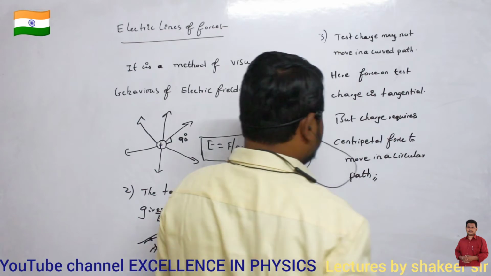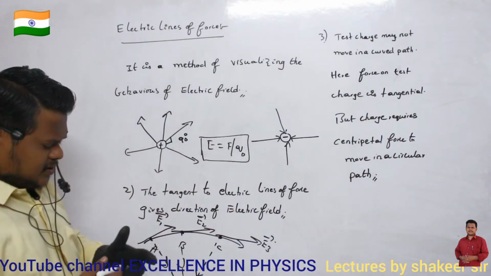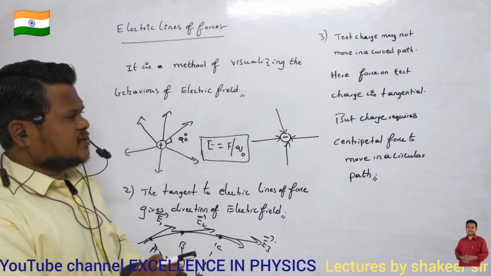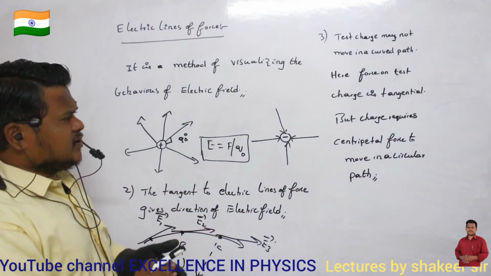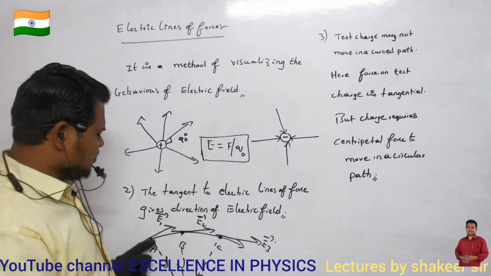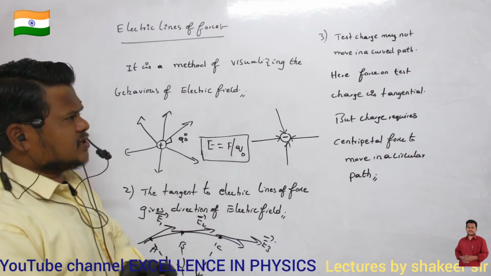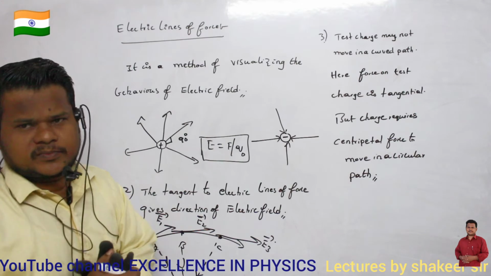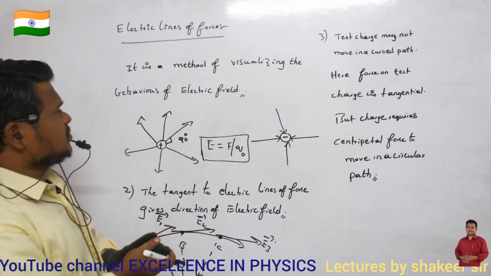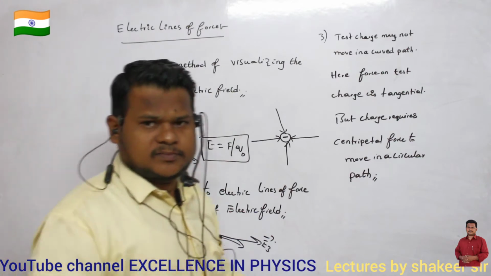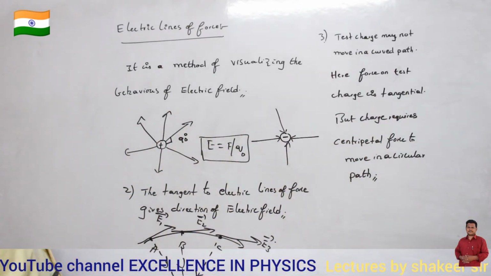Are you able to understand? Charge requires only what kind of force? Centripetal force to move in a circular path. But the electric field is providing what kind of force? The electric field is providing only tangential force here. So therefore, the charge cannot move in a circular path. So these are some of the properties of electric lines of force. Clear? Make a note of them, then we will discuss some more properties.